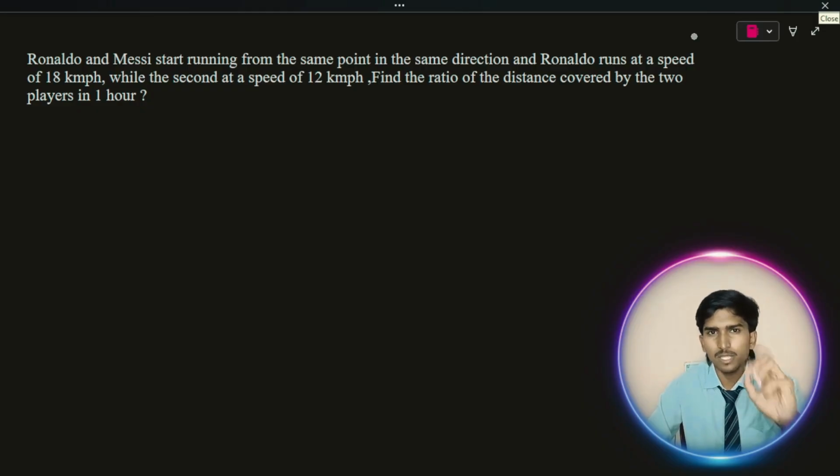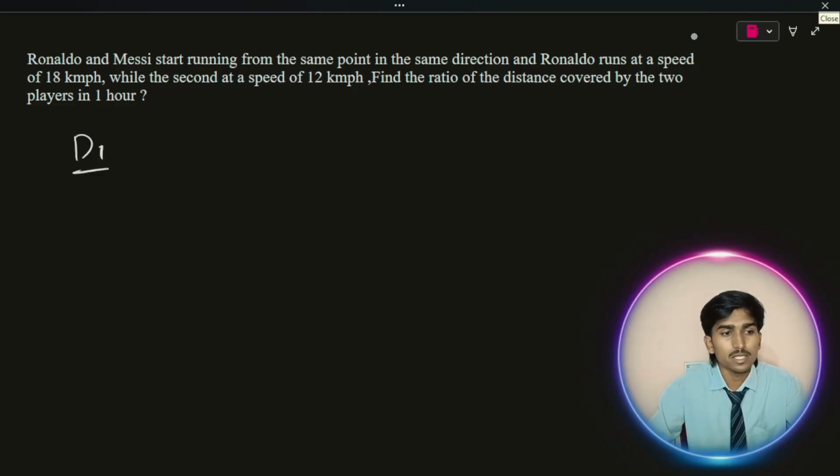Whenever you're solving a problem, remember you should write down the given data and understand what they are asking. What is the problem at all? First of all, you should understand that. Here, finding the ratio of distance covered by the two players in 1 hour means they're asking for a ratio. That means what? Distance 1 by distance 2. This is what they're asking.